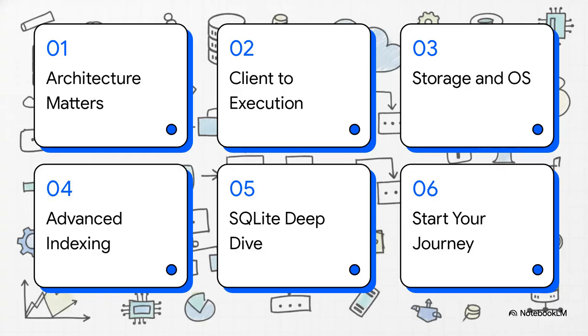Here is the roadmap for our explainer. We're going to take a top-down approach, basically peeling the onion from the outer client layer down to the core hardware. We'll look at why database architecture matters, go from client to execution, dive into storage and operating systems, check out advanced indexing and optimization, take a deep dive into SQL, and finally, look at how you can start your database journey. Let's get moving.